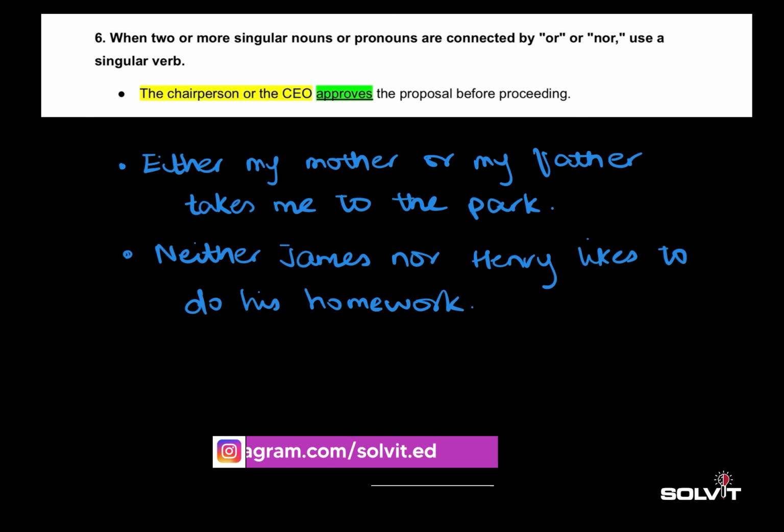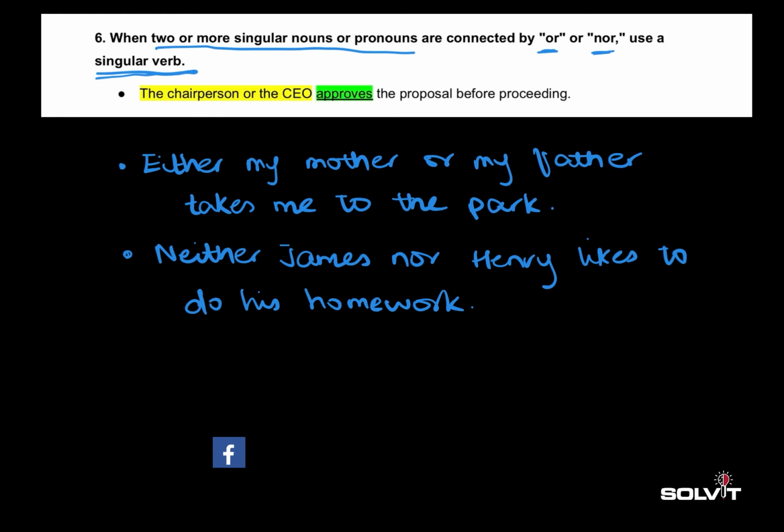So our sixth rule is: when two or more singular nouns or pronouns are connected by or, nor, use a singular verb. Okay, so let's read an example sentence to understand what this means. The sentence is: the chairperson or the CEO approves the proposal before proceeding. As we can see, there are two different people being talked about here. So we basically have two subjects, the chairperson and the CEO, and both of them are singular. The chairperson is one person, and the CEO is also one person.